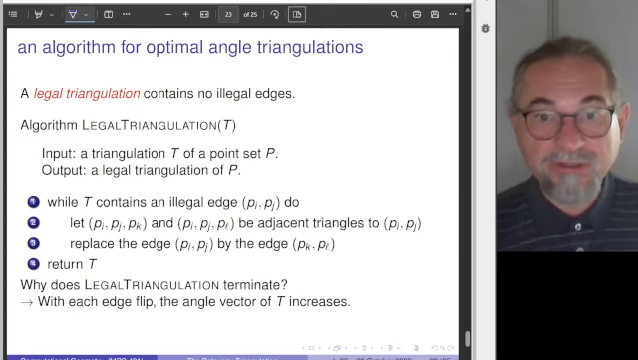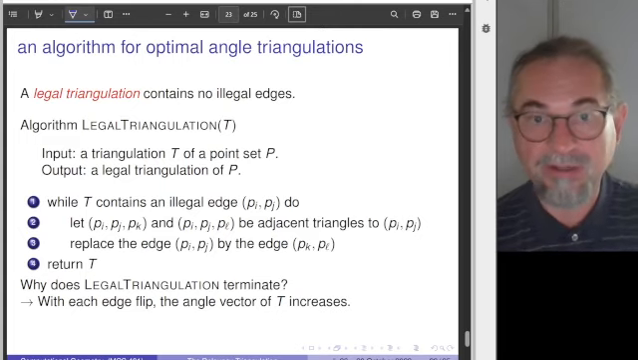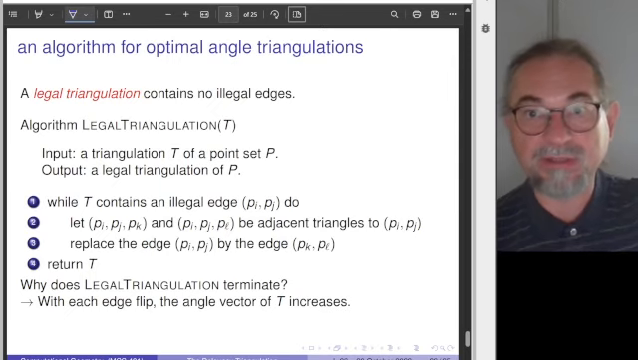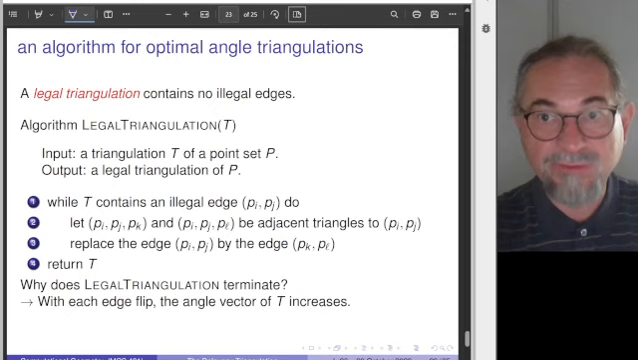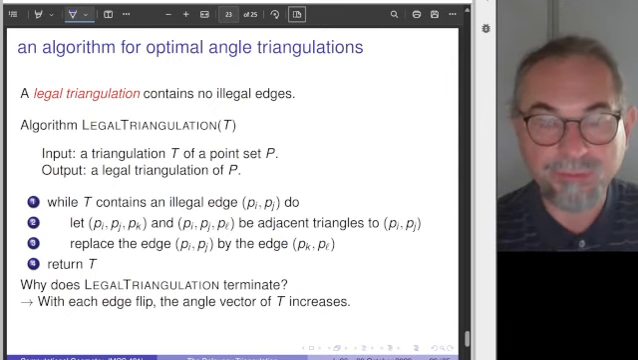It does terminate. Why? Because it cannot go on forever. Because with every edge flip, we had an illegal edge, so we had actually an improvement over the angle vector. So it will increase. And if it doesn't matter, if you have either way, then you won't do anything. So you won't flip back and forth between triangulations and never get into a loop.